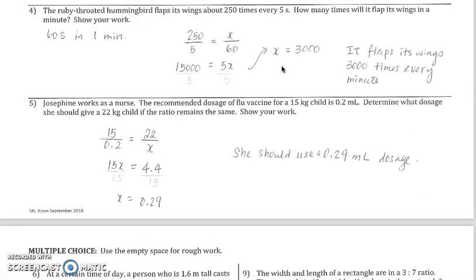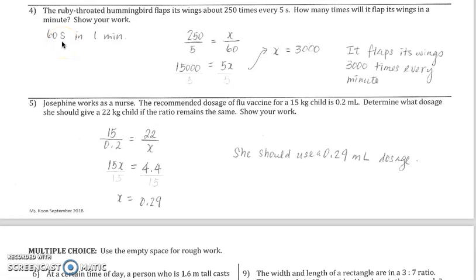Number 4. The ruby-throated hummingbird flaps its wings about 250 times every 5 seconds. How many times will it flap its wings in a minute? Show your work. So now when we talk about time in a question, we're dealing with seconds and minutes. So we can't do that, so we must use one consistent unit. We're going to use seconds.